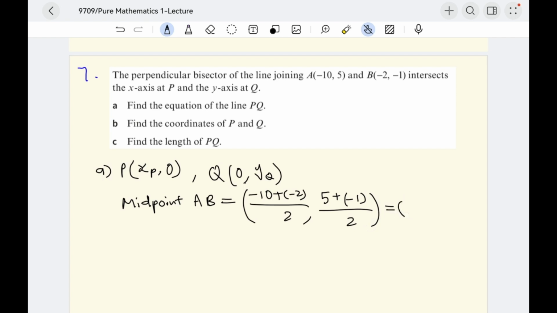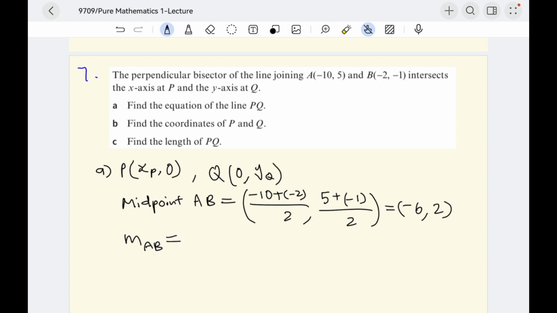So what will I get? I will get -6, and 5 minus 1 is 4, so I should get 2. After obtaining the midpoint, I need to find the gradient of AB first.